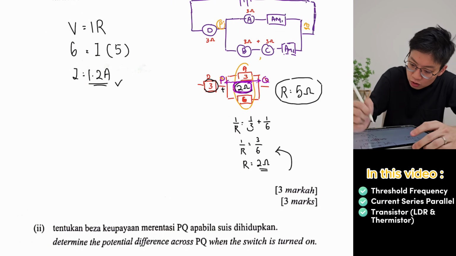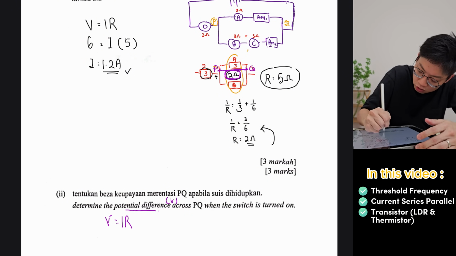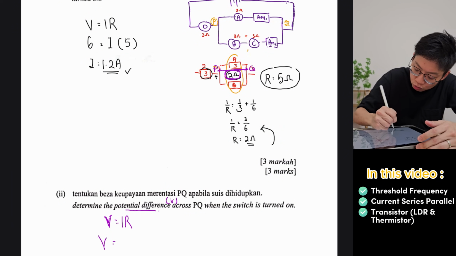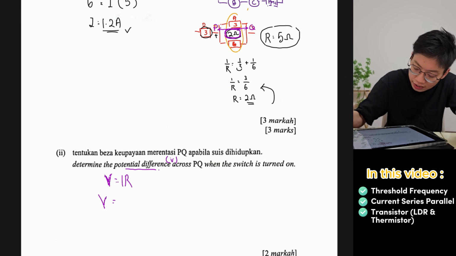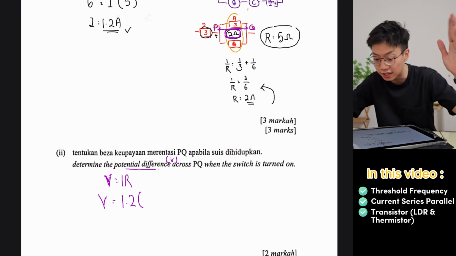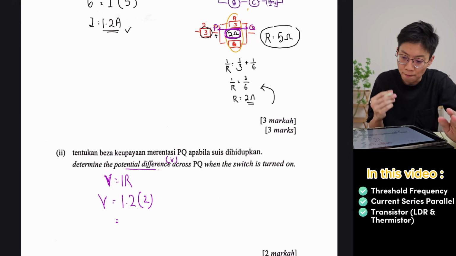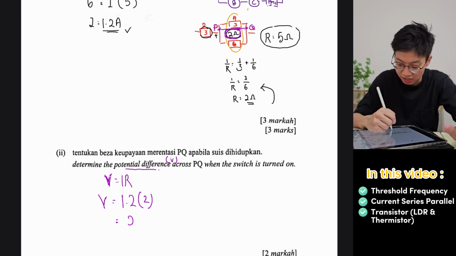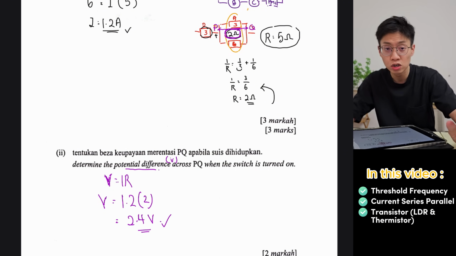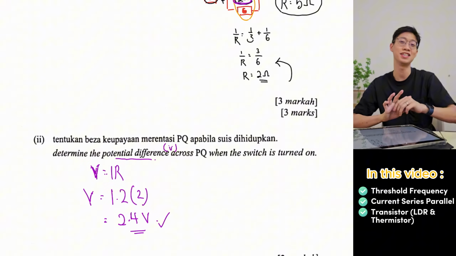PQ. So what do I do now? I do V equals to IR because I'm trying to find the potential difference. So I'm trying to find V. If I want to do V equals to IR, my V is what I want to calculate. Then my calculation will be equals to 1.2, my resistance of PQ is actually 2 ohms. So my total voltage here is actually 2.4 volts. So this is the second question of a bit of current series parallel.